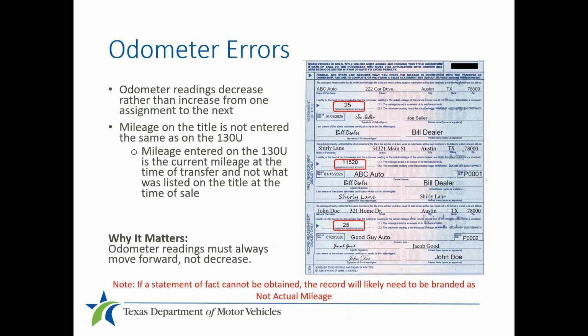There are generally two ways to resolve this issue. The first option is to provide statements of fact from both the buyer and seller involved where the error occurred. The second option is to brand the vehicle as not actual mileage. If the vehicle is branded, the dealer must ensure the purchaser signs a VTR Form 130U marked as not actual mileage, and the title must also reflect that brand. Since these brands are permanent, it's always best to catch odometer errors before the transaction is submitted. Let's review a few additional odometer errors that are commonly seen.